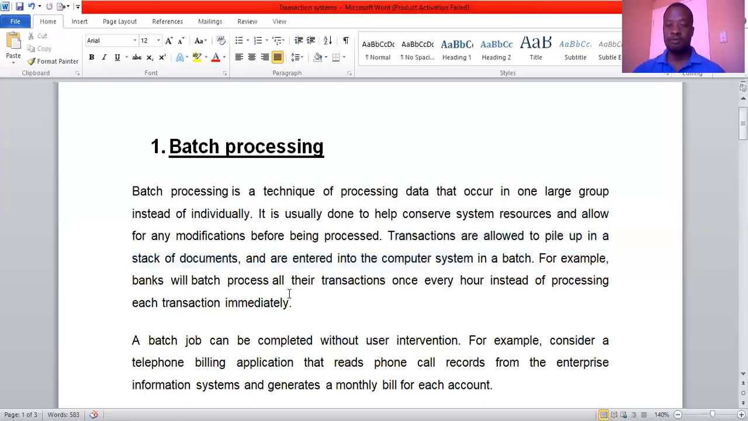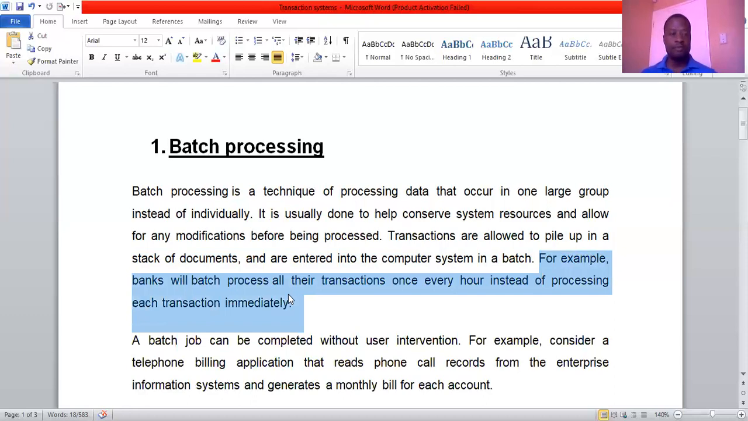For example, banks will batch process all their documents once every hour instead of processing each transaction immediately. So what this sentence is saying is that when you look at banks, the way they process their transactions is that they collect all the transactions, and then they process them once, let's say after an hour. So they don't process them immediately after receiving them.